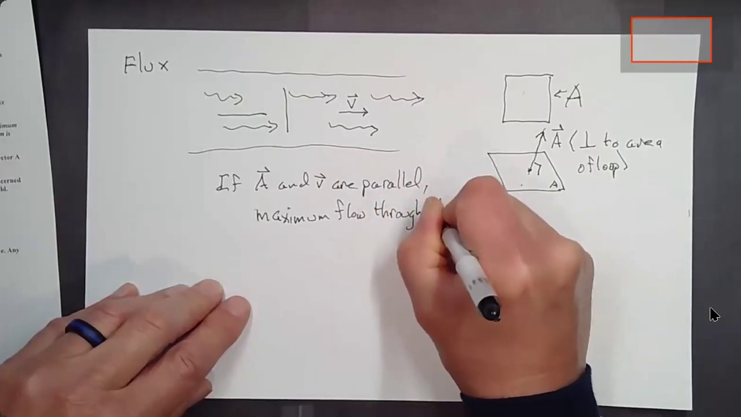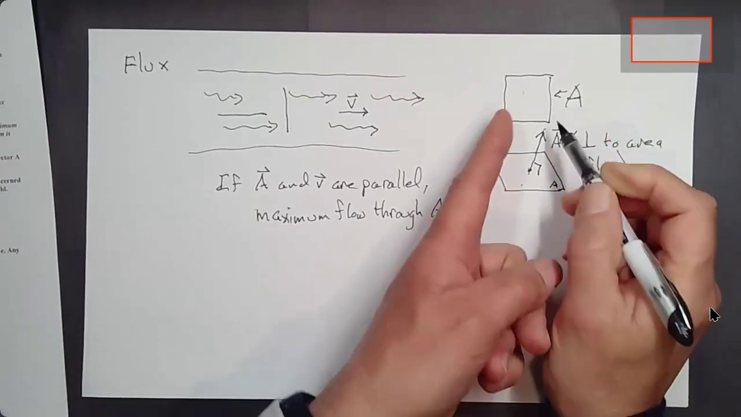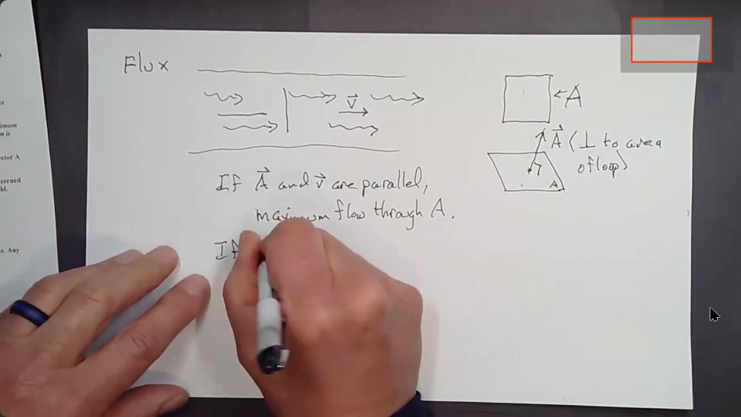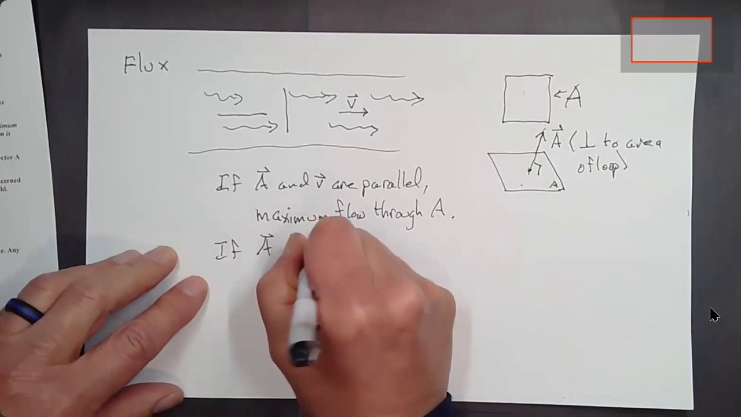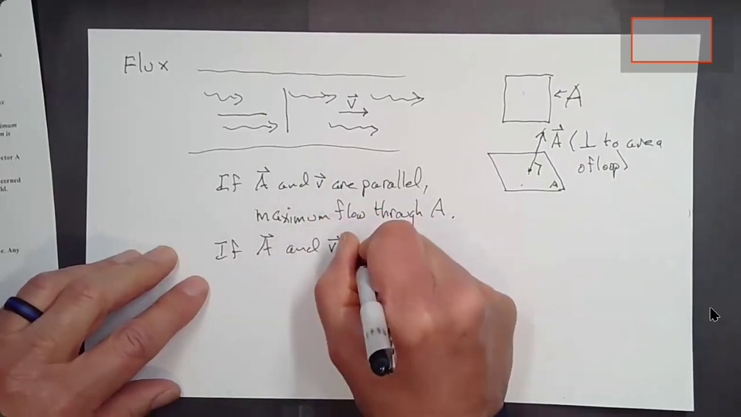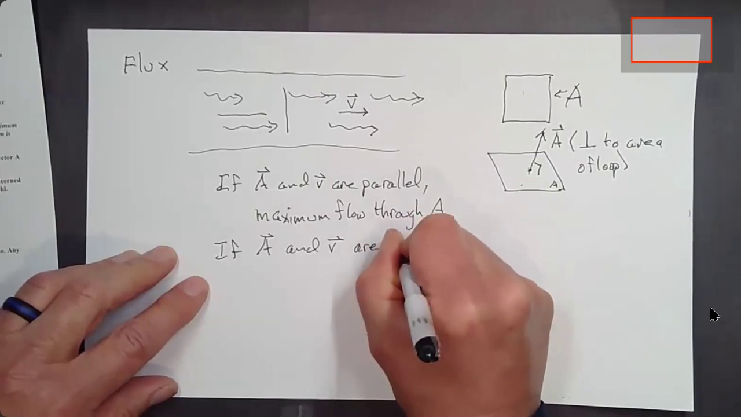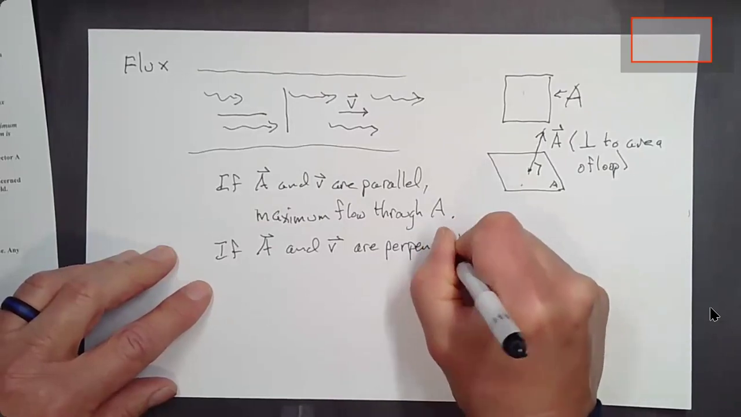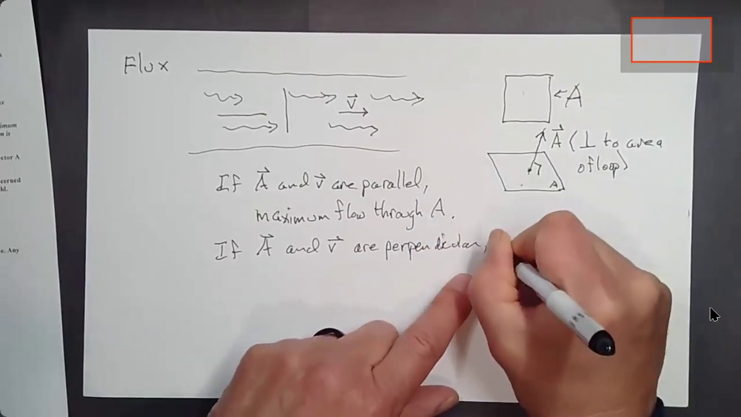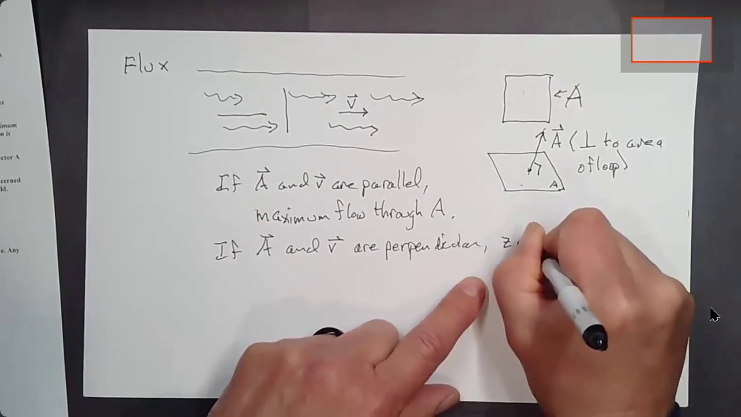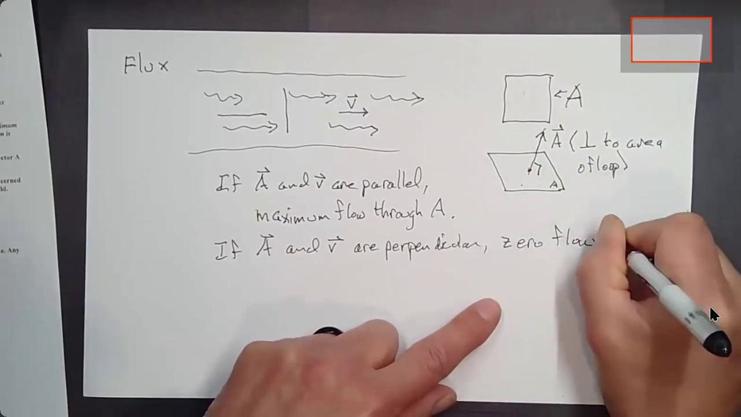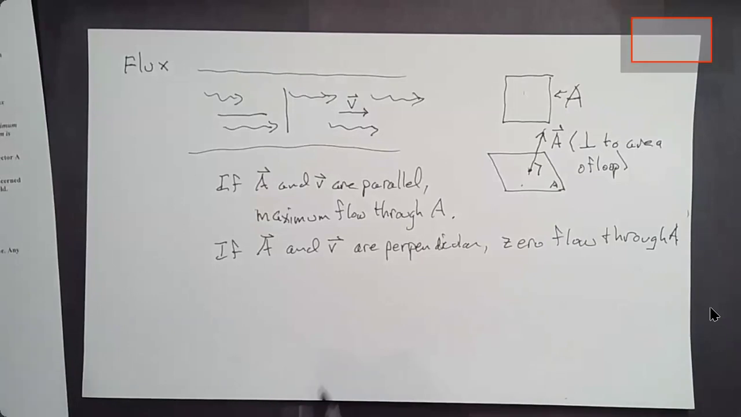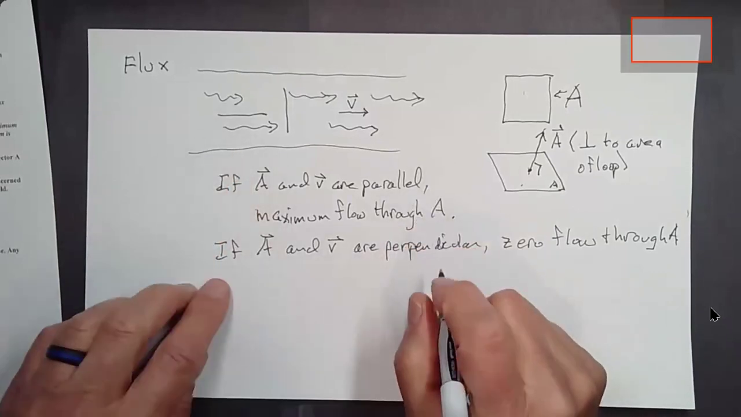And I'm going to write that A as a scalar. That's just through the area of the wire. If they're perpendicular, A and V are perpendicular, we get zero flow through A.